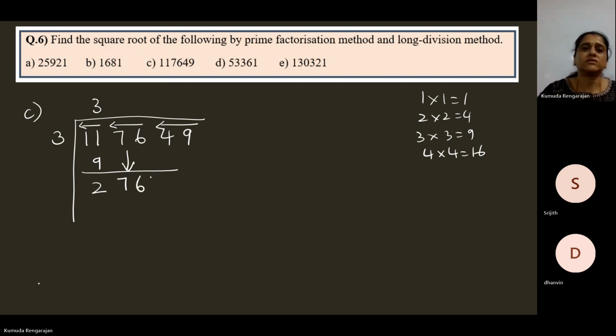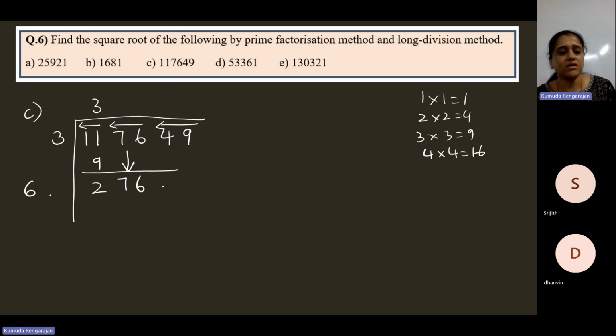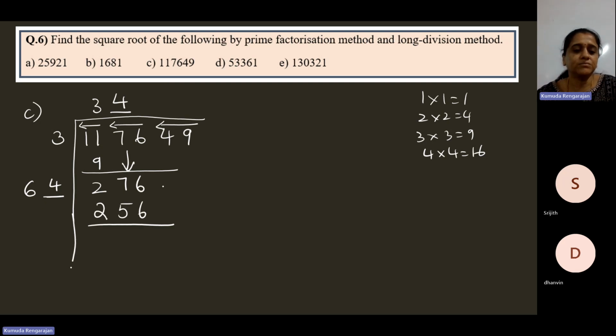Next what? Double the quotient. Double the quotient. 3 2s are 6. Into 2 you should do. Then place a blank space here or a dash here and a dash here. Okay, so 64 into 4. 64 into 4 is what? 256. What's the remainder? 20 is the remainder. Then you should bring the next pair down. This is the last step.